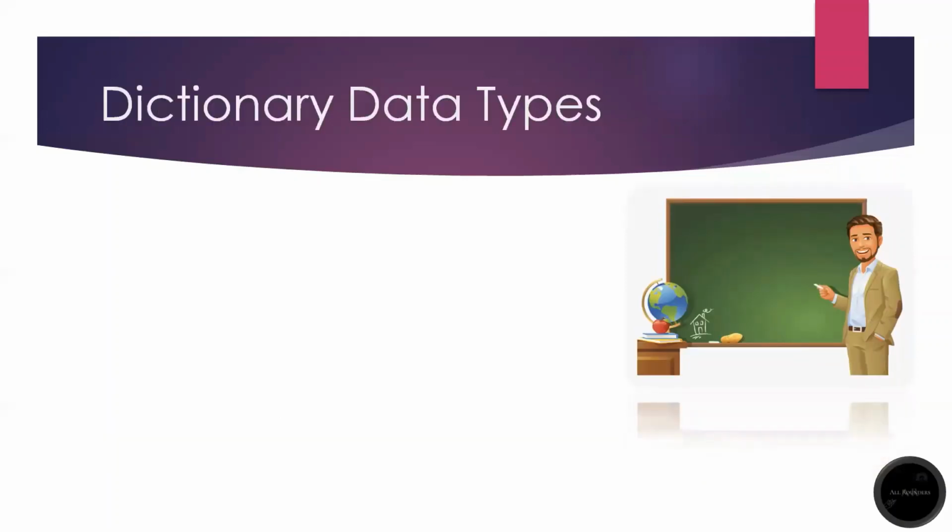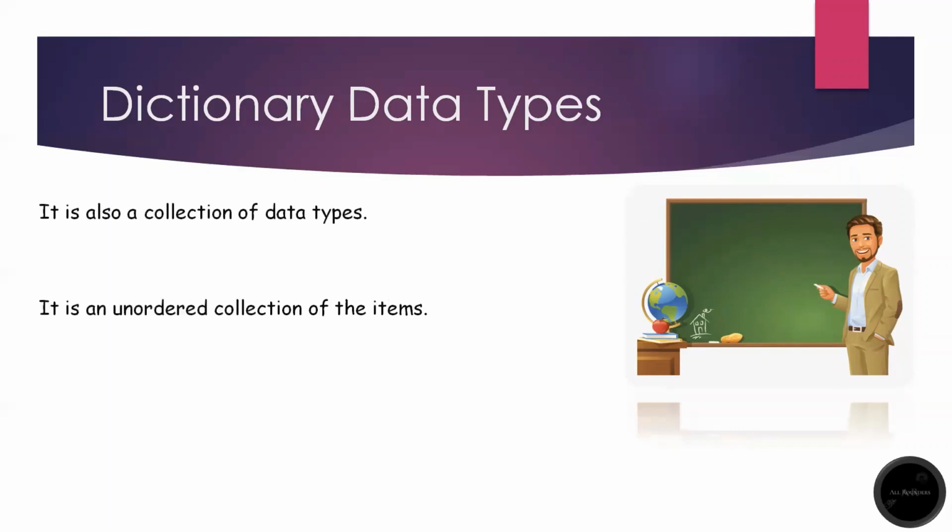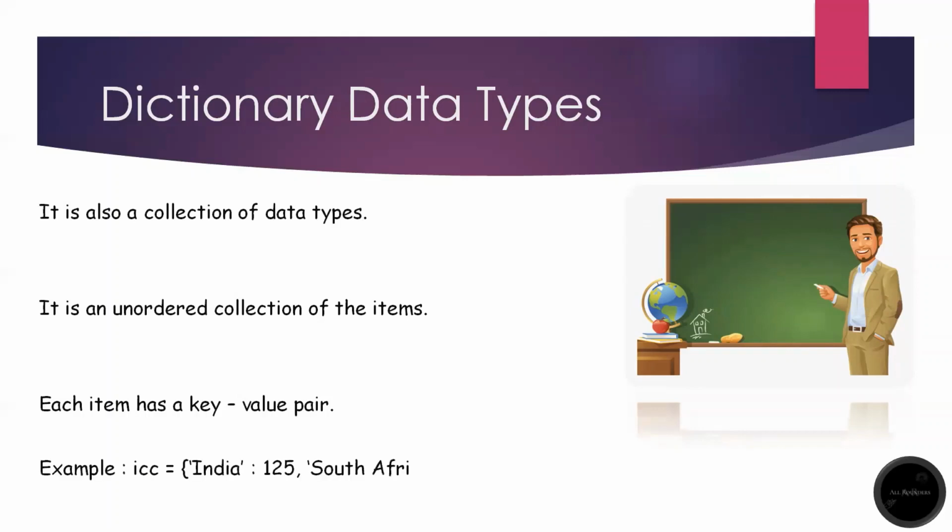Then we have the dictionary data types. So what are the dictionary data types? It is a collection of data items. It is an unordered collection of the data items, and each item has a key value pair. Here is the example I will explain to you. Like lists and tuples, a dictionary is a collection of data items, but it is unordered. In the sequence data types, there is an ordered collection of the items.